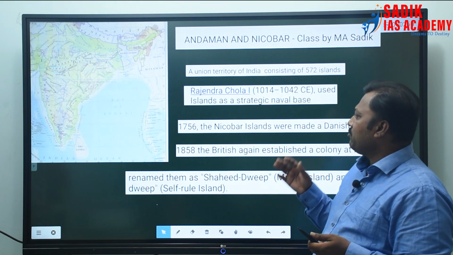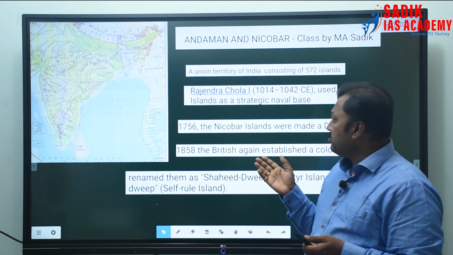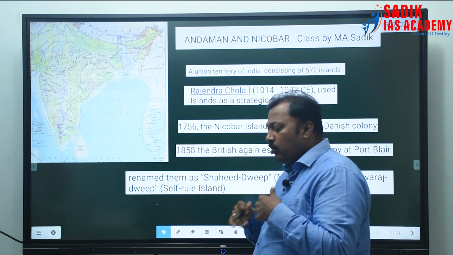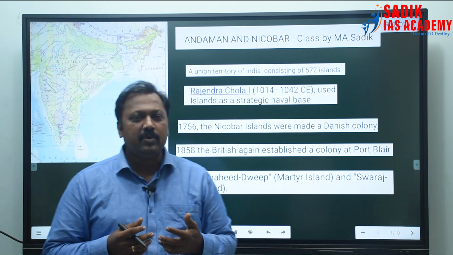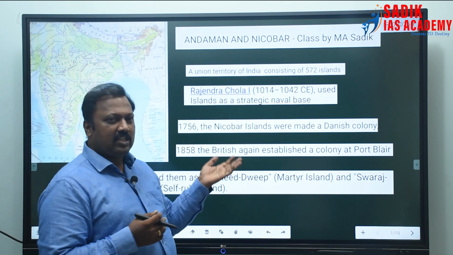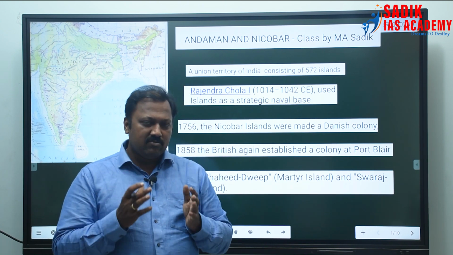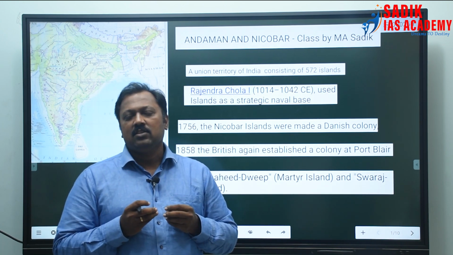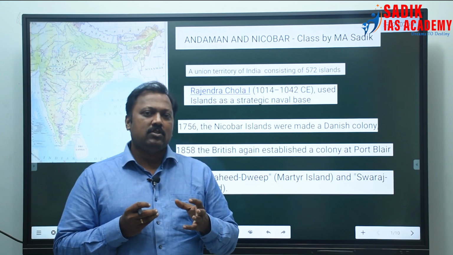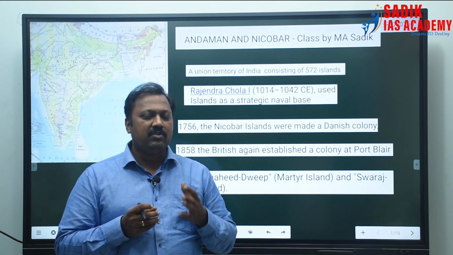Then over a period of time, you must know, in the year 1756, the Nicobar Islands were occupied by the Danish. The Danish had occupied these islands. Then over a period of time, it came to the British in 1858. You must know the purpose of the British to seize this island was to deport the soldiers who had taken part in the revolt of 1857.